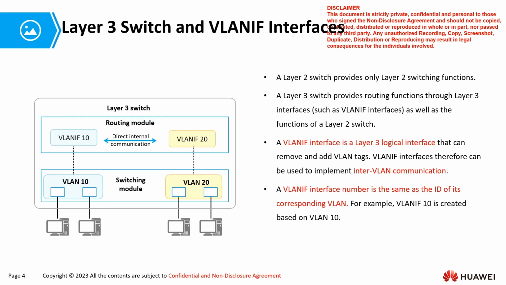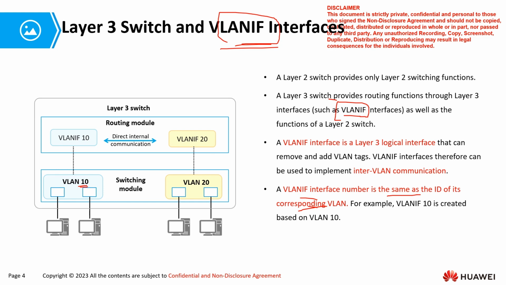Okay, so here you can use a layer 3 switch and also the VLANIF. A layer 2 switch only provides layer 2 switching, but a layer 3 switch can cope with layer 3 forwarding by using a VLANIF interface. So here you are going to assign a VLANIF with the same ID as its corresponding VLAN.